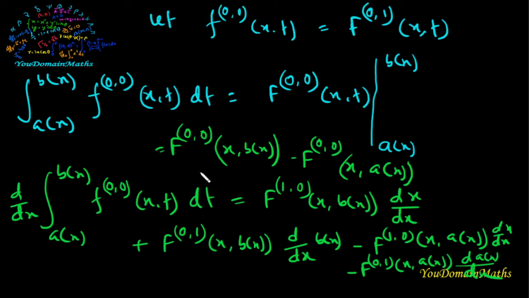So f of 0,0 means no derivatives of capital F with respect to x. When we differentiate with respect to x, the partial derivative is (1,0), that means the partial derivative with respect to x, and the second term times the partial derivative with respect to b of x, that means (0,1), and the derivative of b of x with respect to x, and similar to the derivative of x with respect to x, and similar for the second terms. So we find the four terms.